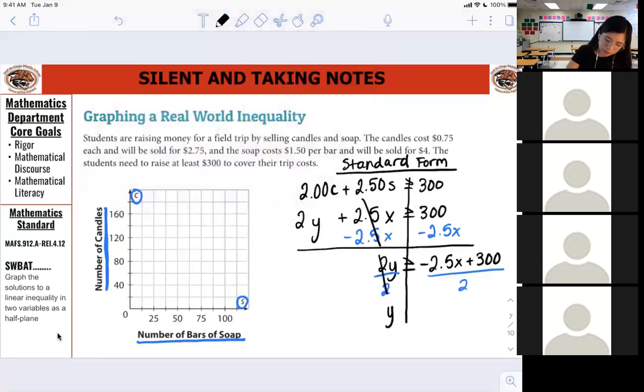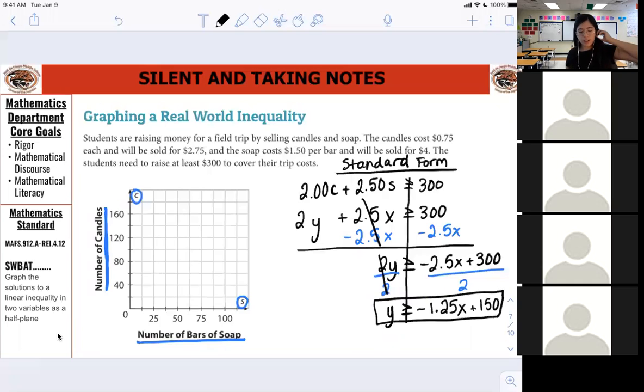All right. Negative 2.5 divided by 2. We can use a calculator. I will allow you to use a calculator. What do you get? Yes, I see one in the chat. That's correct. I got negative 1.25. Good. Negative 1.25x. And then what's 300 divided by 2? 150. There's our equation. y is greater than or equal to negative 1.25x plus 150.